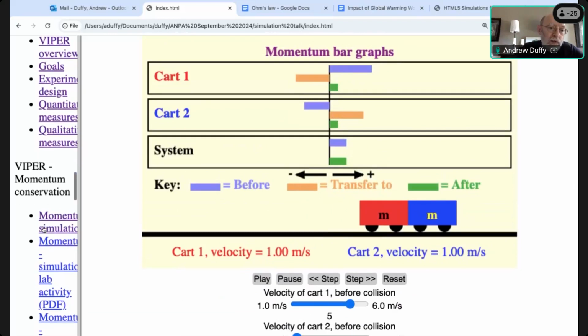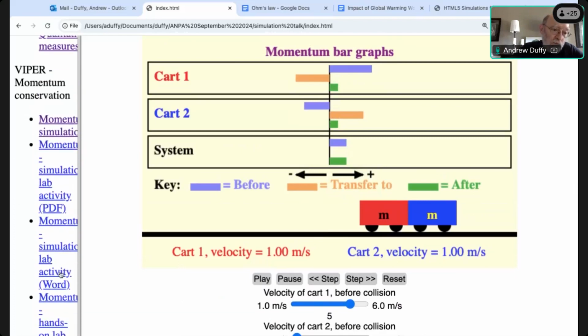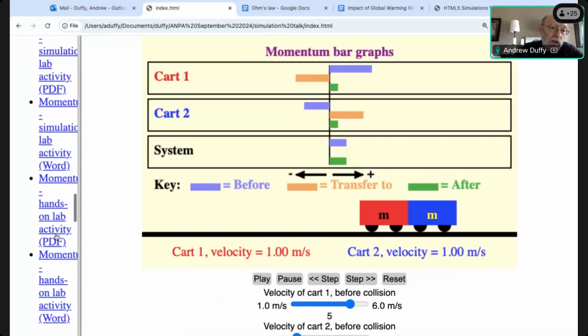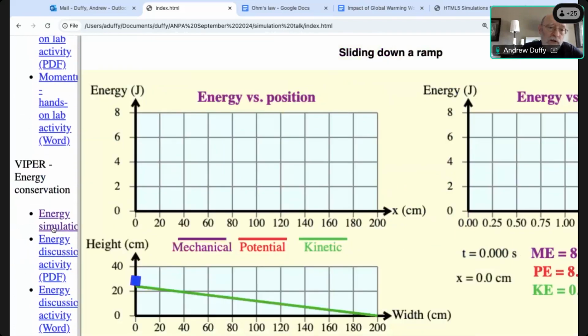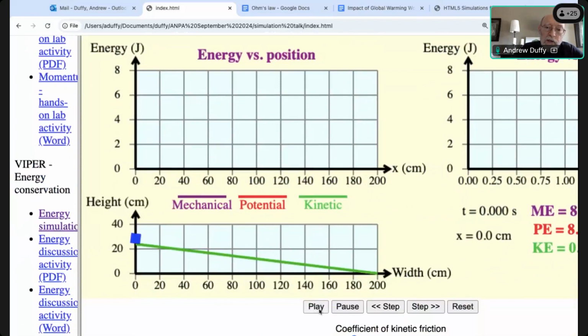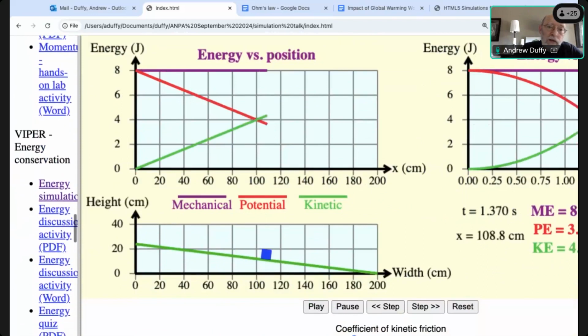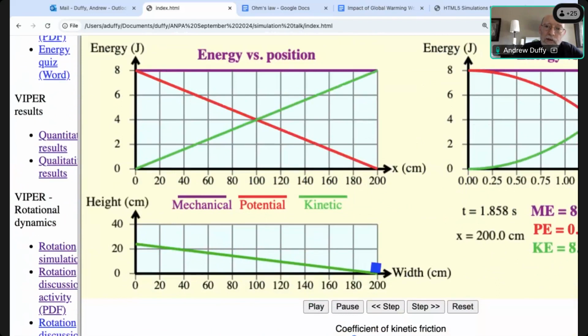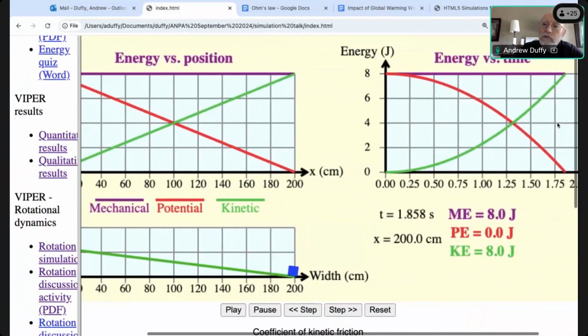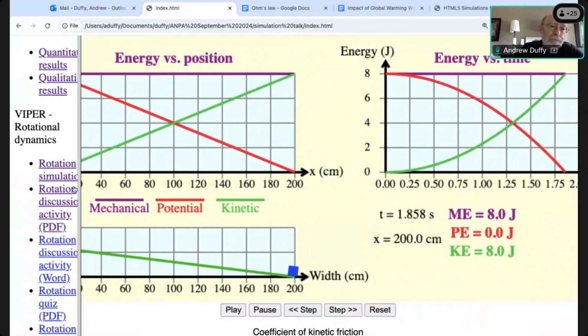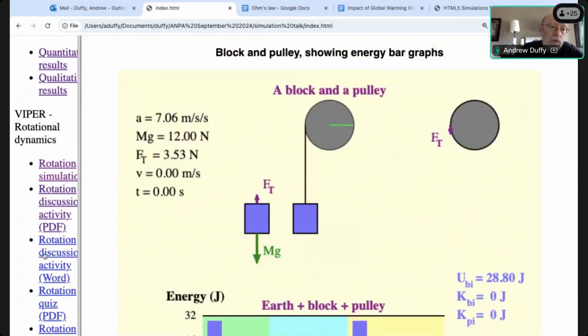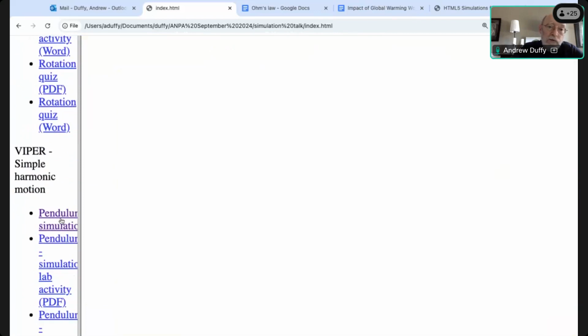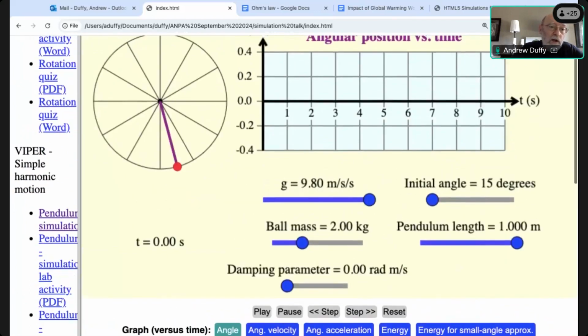Okay, so the last thing I'm going to say is just what is here. We have labs for these things. If you want the whole set of labs we have various things. We've got an energy simulation here, which is just about this block sliding down and looking at energy versus position and energy versus time. We have a discussion activity for that you have access to. We have a rotational dynamics simulation. This one, I like the one that's on the screen because you can see energy versus time is quadratic, energy versus position is linear. So we like doing that. Here's a rotation one, which is about a block and a pulley. Oh my goodness, this one is crazy. There's so much going on with this. We can talk about that.